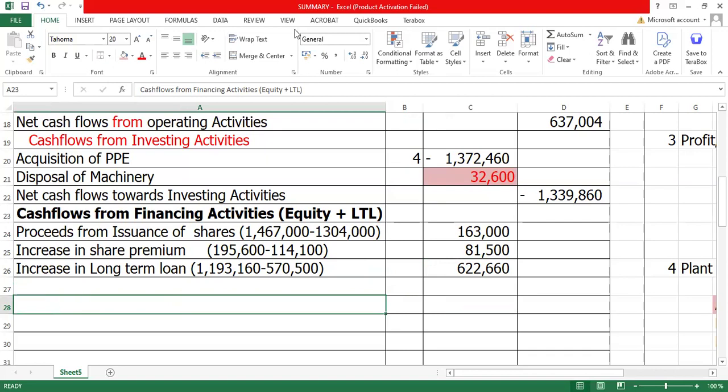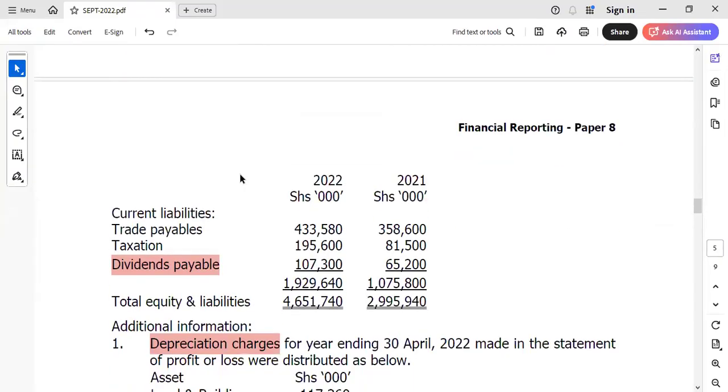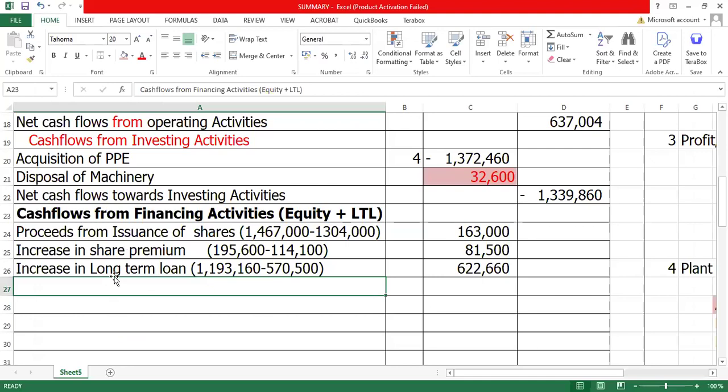What else do we have? Do we have any other non-current liability? Let me see. We are done. So you add those figures to get your net cash flows from financing activities, because this is a positive, from financing activities.